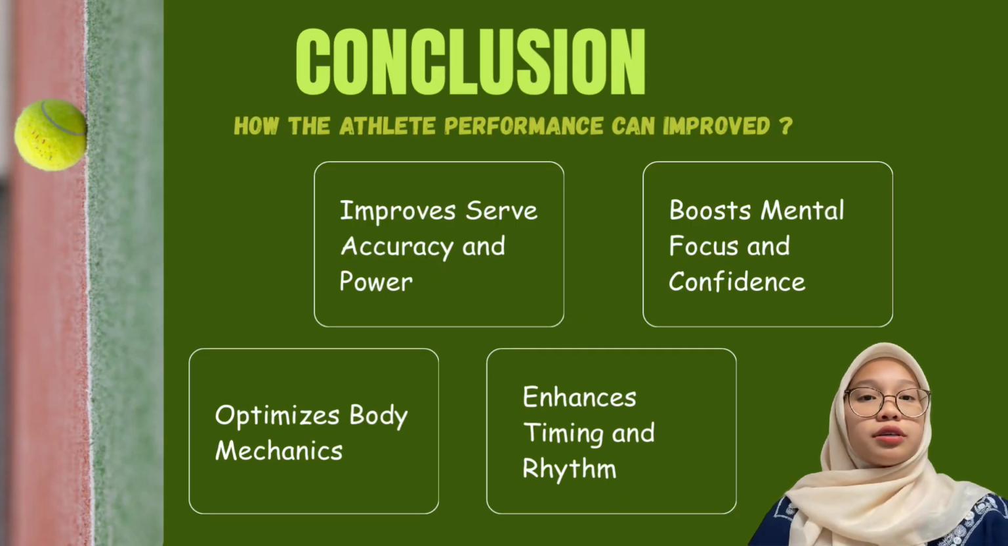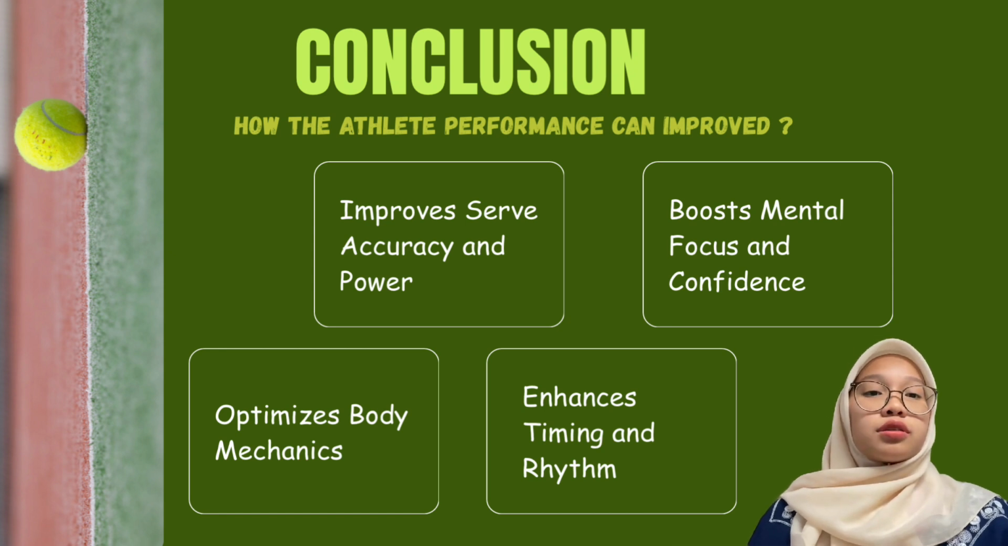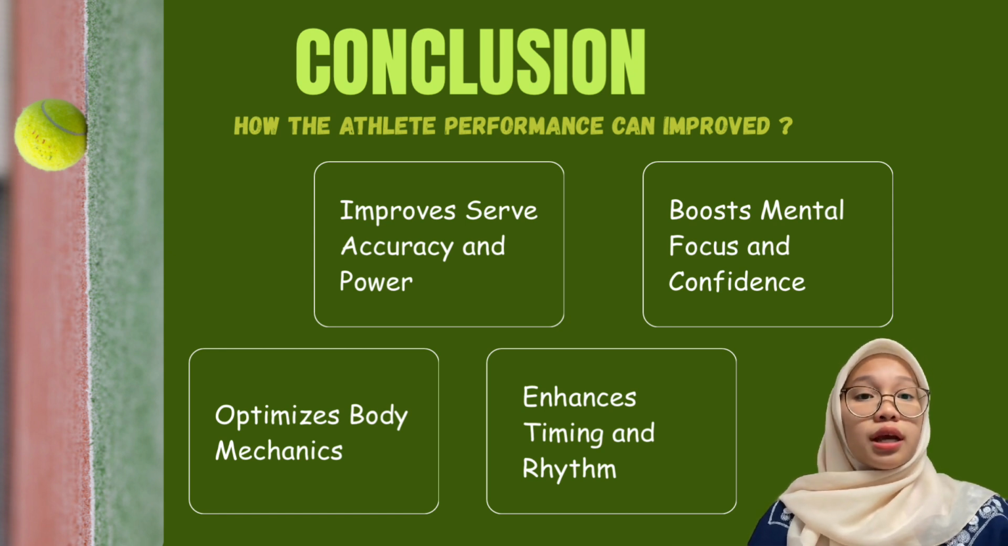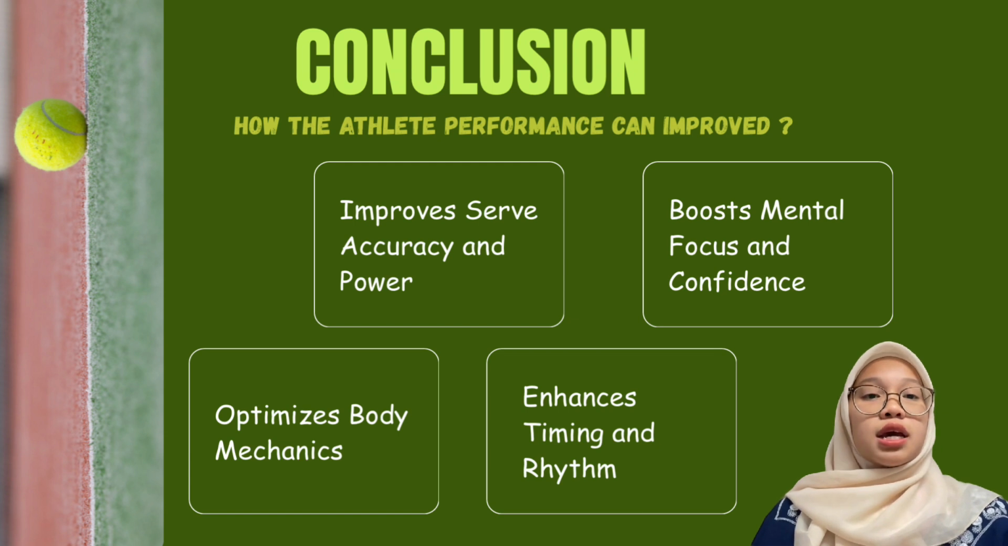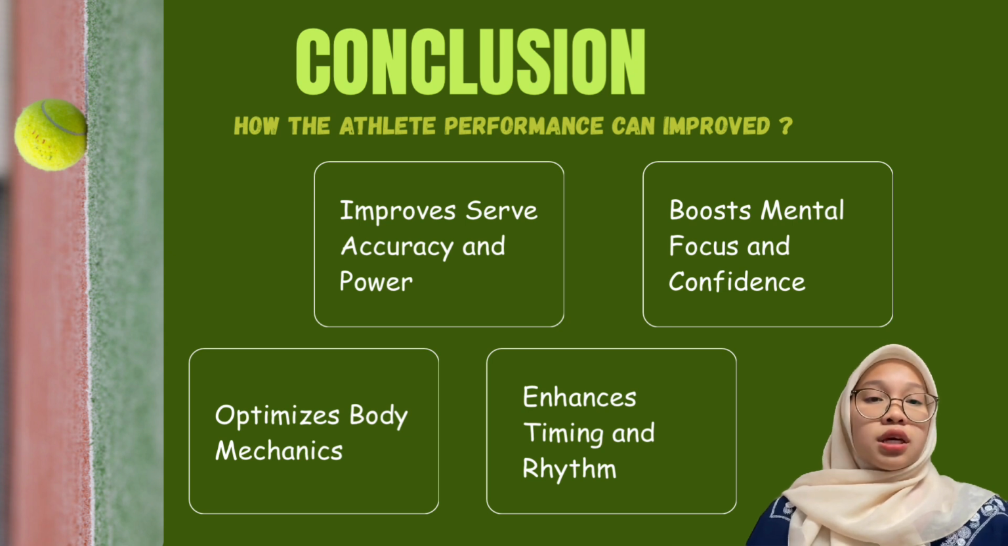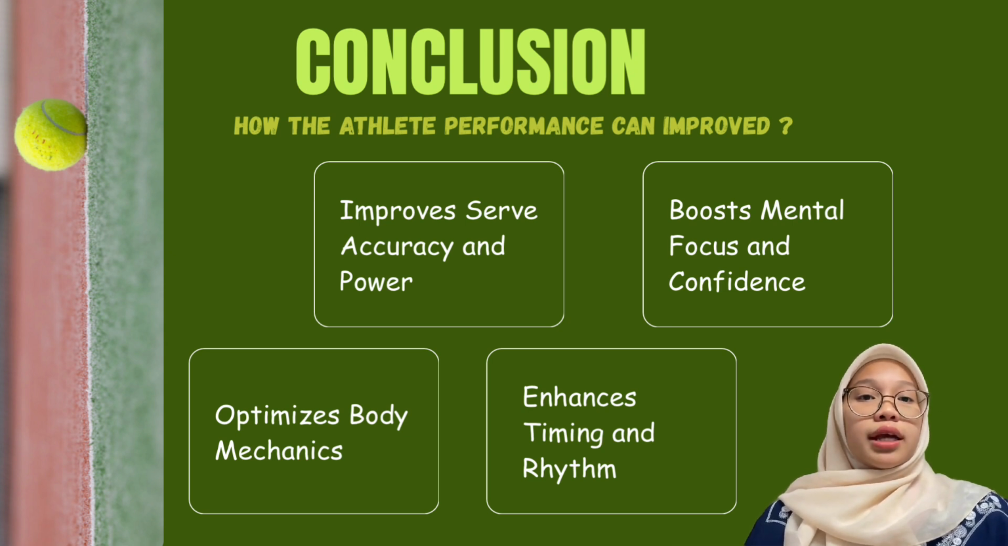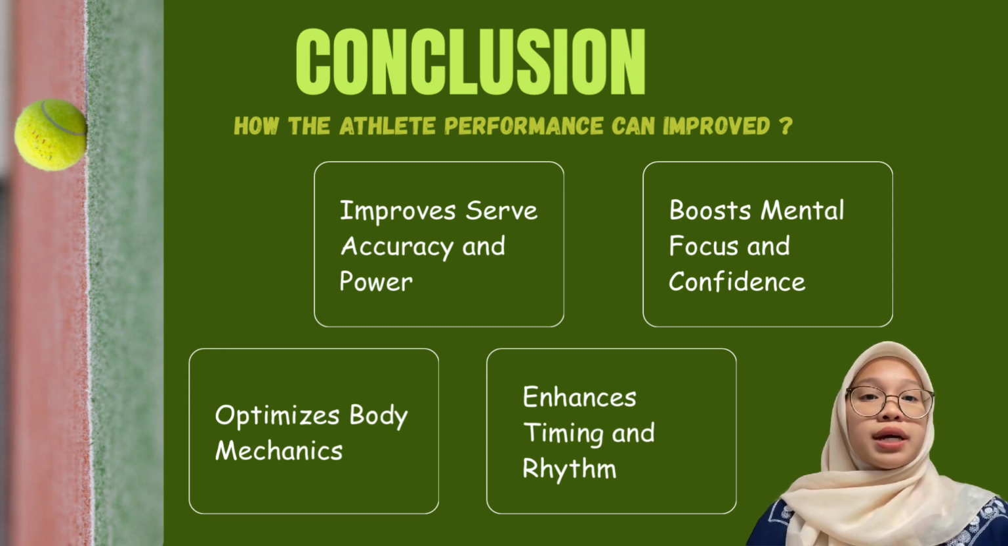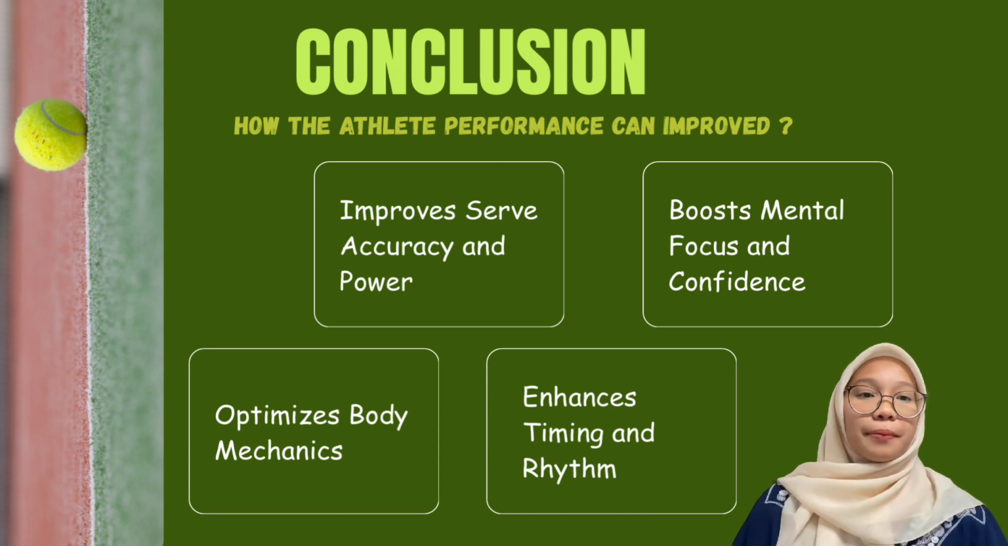I will talk about the conclusion, which is how athlete performance can improve. In tennis, the ball toss plays a crucial role in enhancing an athlete's overall performance, particularly during the serve. A consistent and accurate ball toss allows players to execute powerful and precise serves, which is vital for gaining control in a match. By perfecting the toss technique, athletes can maintain rhythm, improve timing and optimize body mechanics, leading to more effective serves and fewer errors.